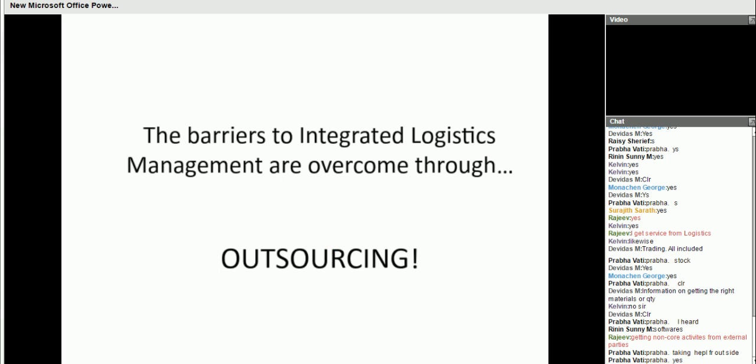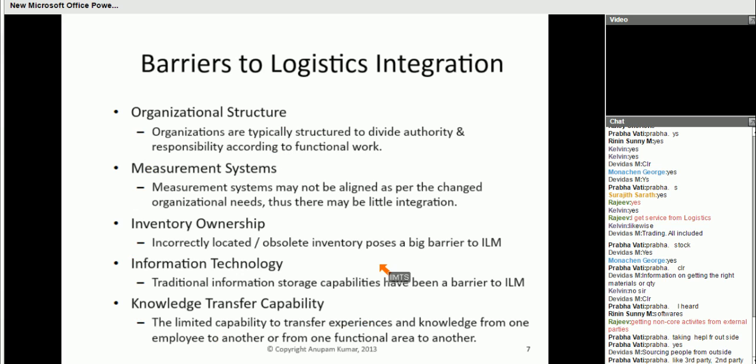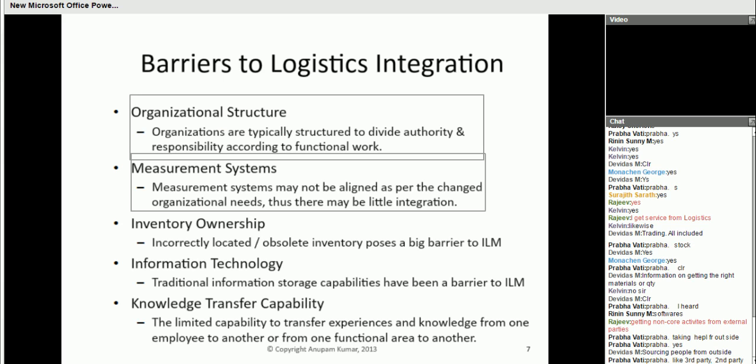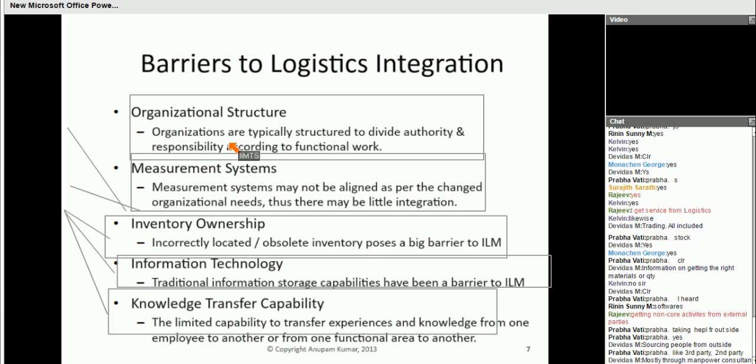Similarly, whatever barriers I have told you. See, all these barriers are within the same organization, same logistics company. Now there are different companies who are experienced in this, who have mastery in inventory management, mastery in IT, mastery in knowledge transfer capability. So, if the logistic company outsources the work to the expert companies, it will make their work easier and they will get better result. They distribute their work to the expert organizations who are expert in these fields.